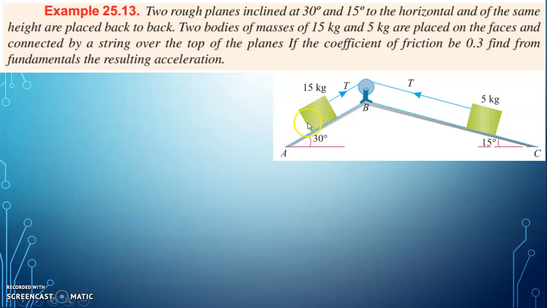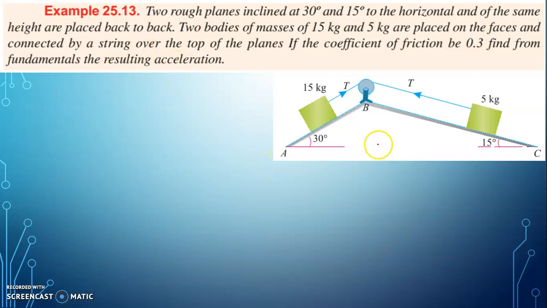So in this question, we have two blocks resting on two inclined surfaces. One is a 15 kilogram block resting on a 30 degree inclined surface, and a 5 kilogram block resting on a 15 degree inclined surface. From the figure itself, we can tell that the 15 kilogram block will be moving downward and the 5 kilogram block will be moving upward. So we will apply Newton's second law to block A and block B, and find the required value. In the question, we are asked to find the resulting acceleration.